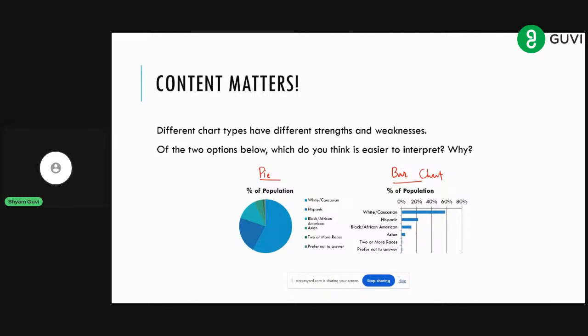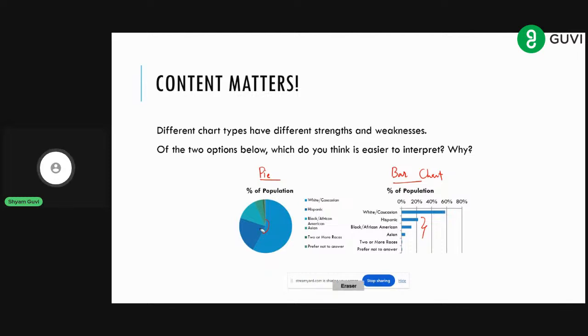But if I ask you, if I combine these three, are they higher than whites or not? This is difficult in a bar chart. For comparison, pie charts are better. Look at this. If I combine these three, are they bigger than the blue one? No, you can easily say that. So for comparison, pie charts are better.